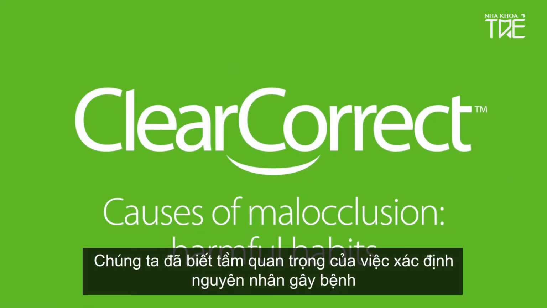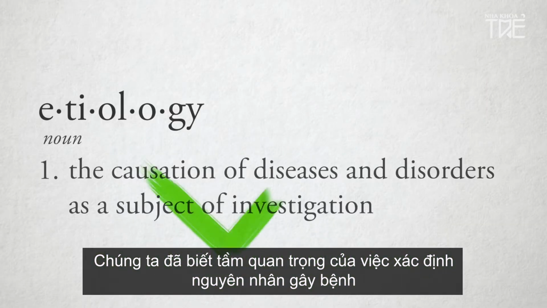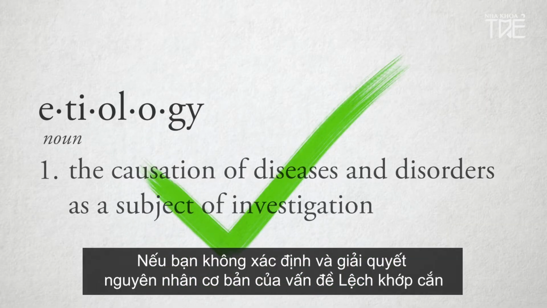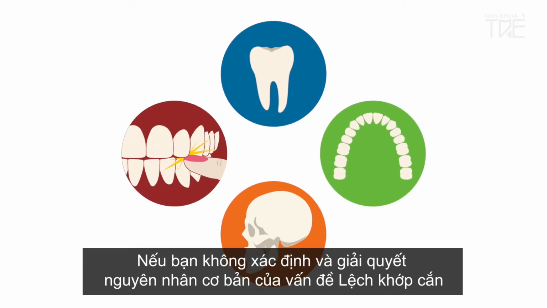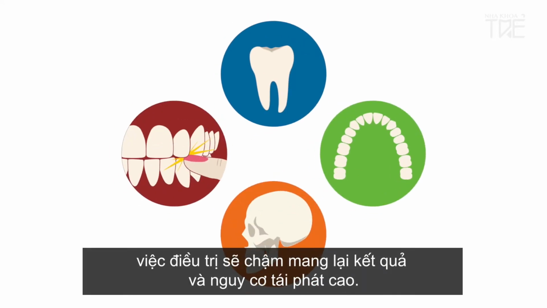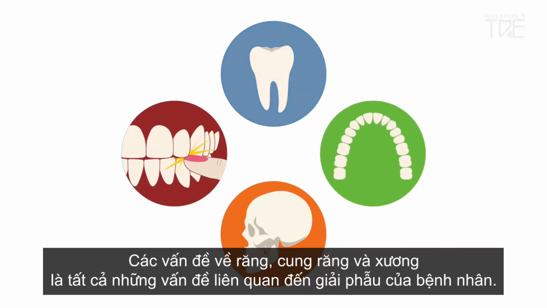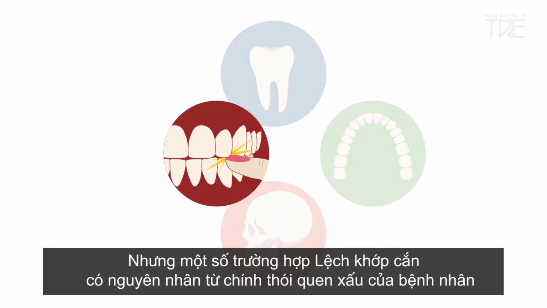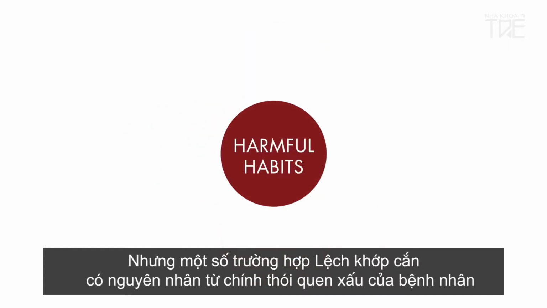We've already discussed the importance of etiology. If you don't identify and address the underlying cause of malocclusion, treatment will be difficult and relapses are likely to occur. Dental problems, arch problems, and skeletal problems are all issues with a patient's anatomy. But some malocclusion is caused by a patient's behavior.